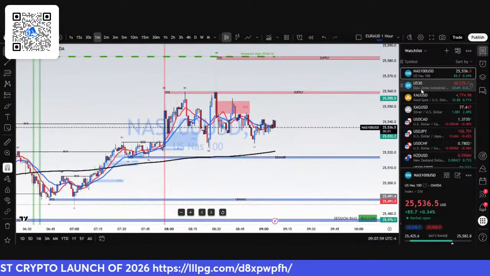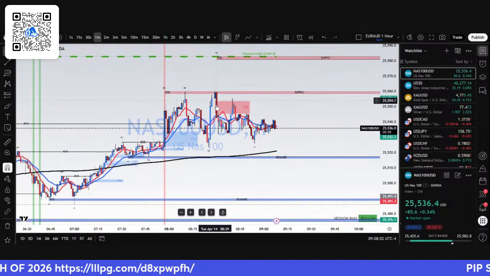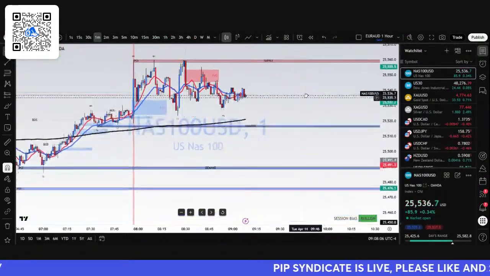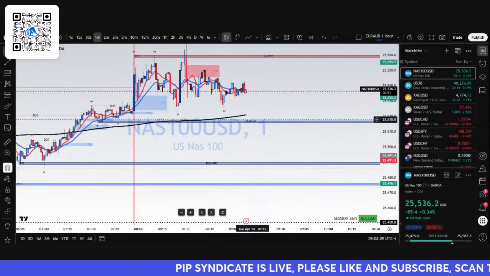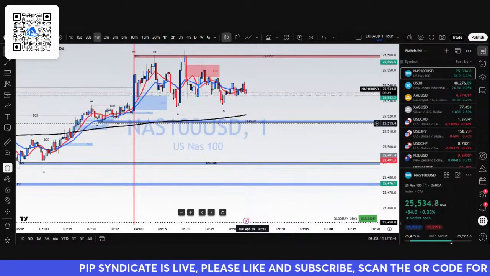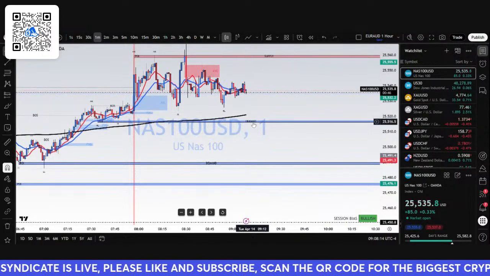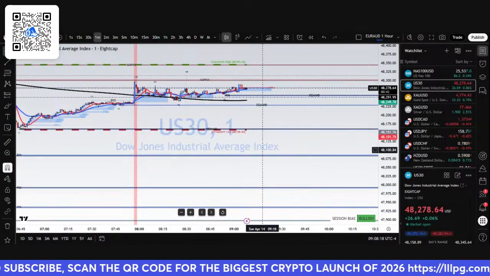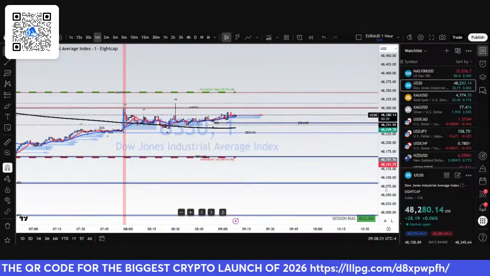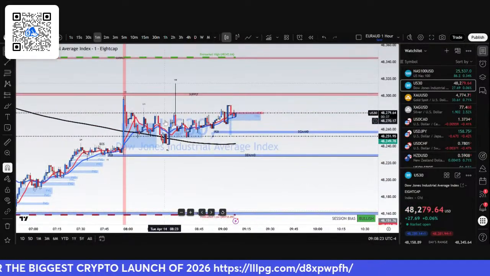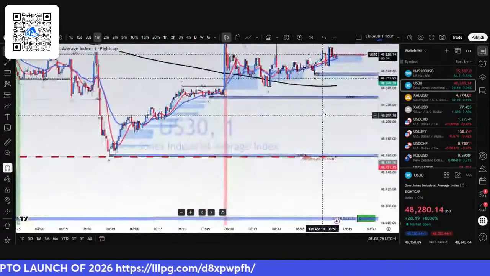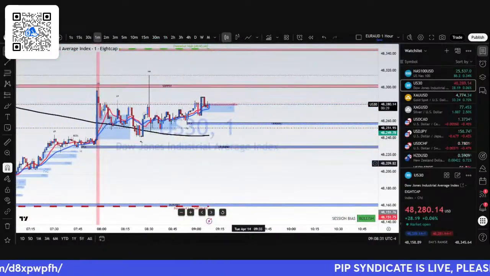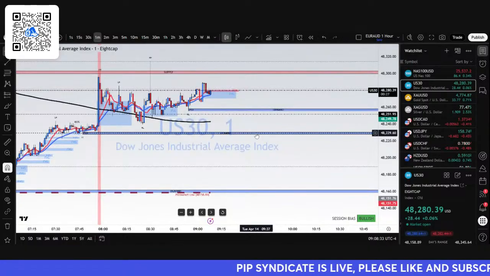Let's see what we got here now. This is really just ranging here. We're bullish, so I want it to come down and sweep one of these areas, at least this one. This one would be better, but at least this one. Check US 30. Which one looks better? They both look the same. This one's pretty much doing the same thing. I need it to sweep here.